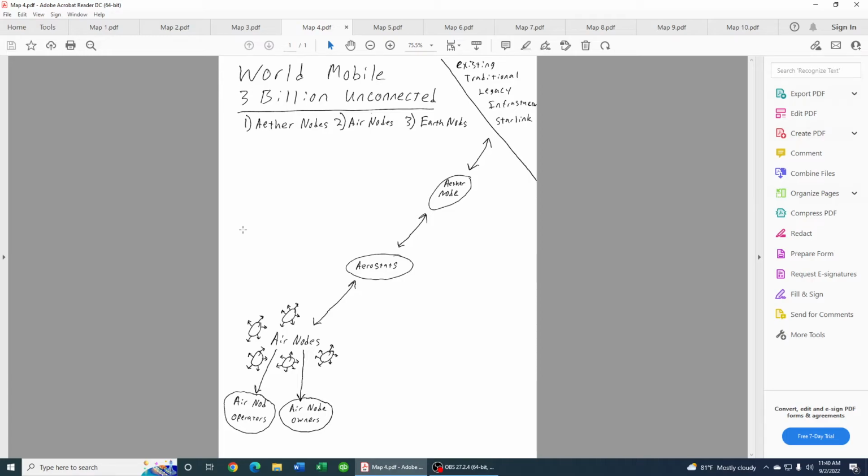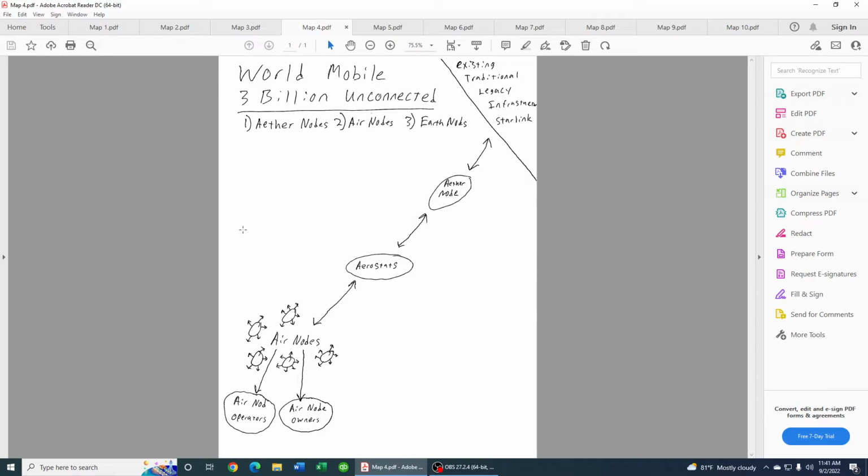So like we said, an average air node connects between 500 and 700 people, an entire village. An air node of that size would cost somewhere between $5,000 and $10,000, and the air node owner would recoup their money in approximately 18 months.